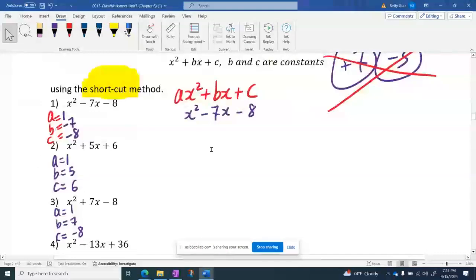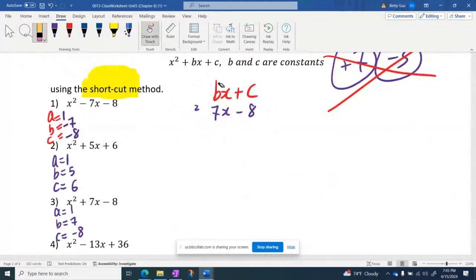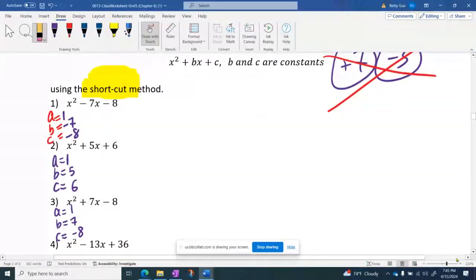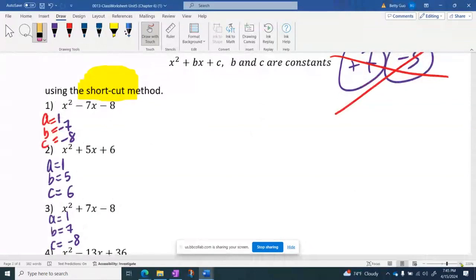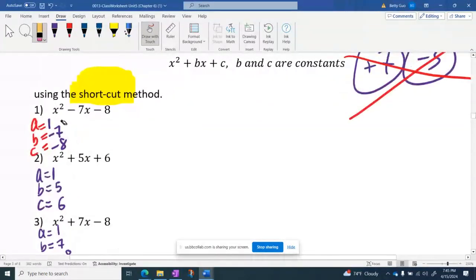All right, let's see question number 1. We did this already earlier, right? X squared minus 7x minus 8. It is a quadratic trinomial with the leading coefficient 1, because a is 1 here. So the shortcut method is going to apply. Let me show you how we apply the shortcut method to factor it.